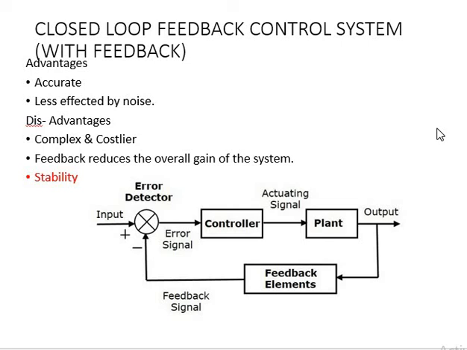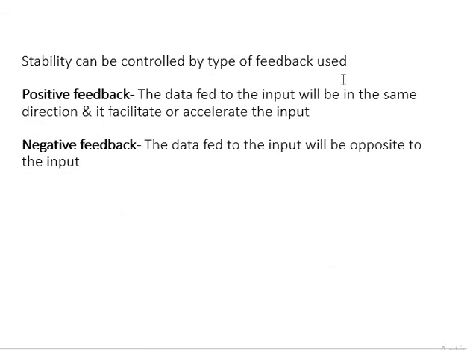Here in the output there is a feedback element. We take the feedback signal to the error detector. If an error is there, it will detect it and send the signal to the controller and then to the plant. Then only we get the output signal. In this we can see the stability. There are positive feedback and negative feedback. In positive feedback, the data fed back is in the same direction as the input, which facilitates accurate input. In negative feedback, the data fed back is opposite to the input.